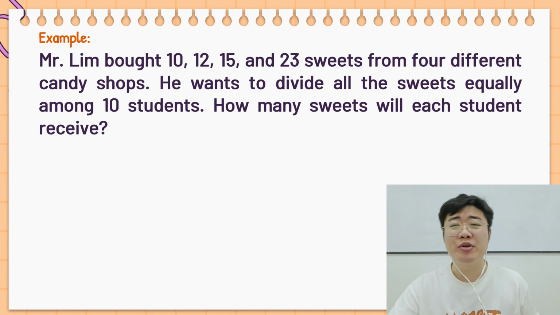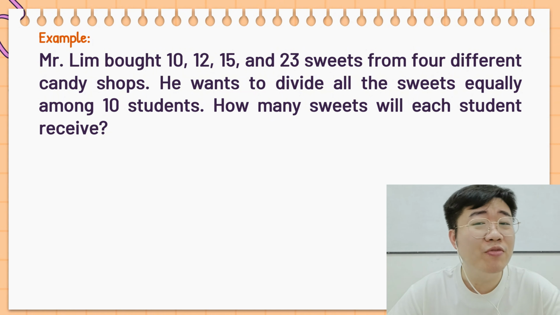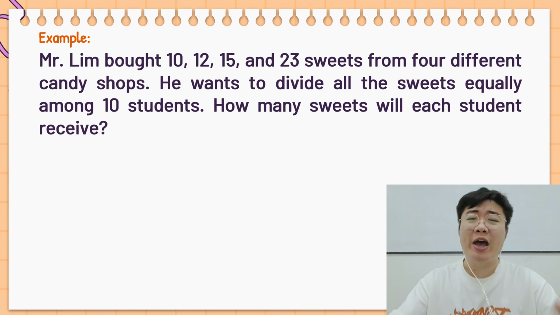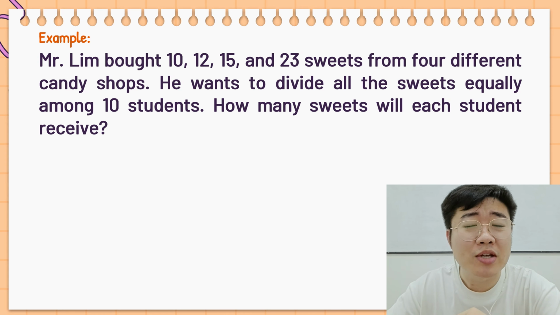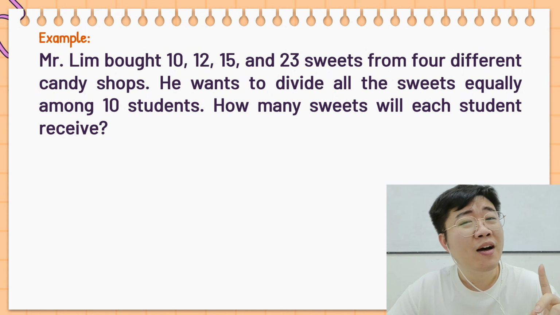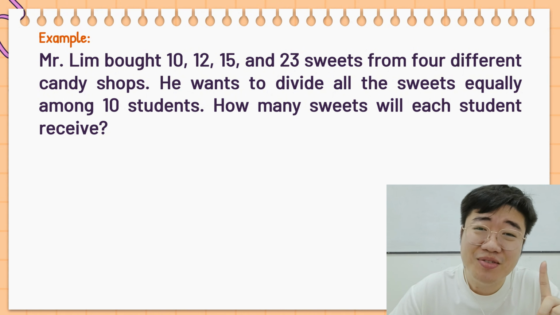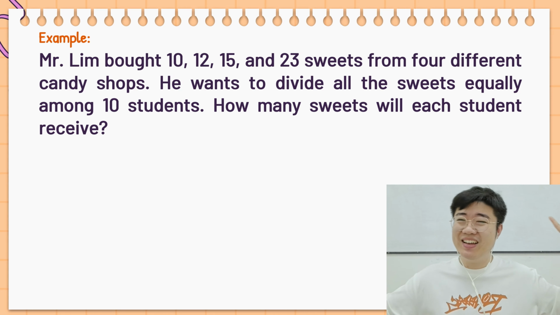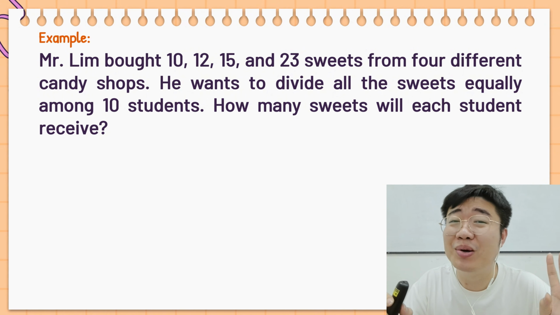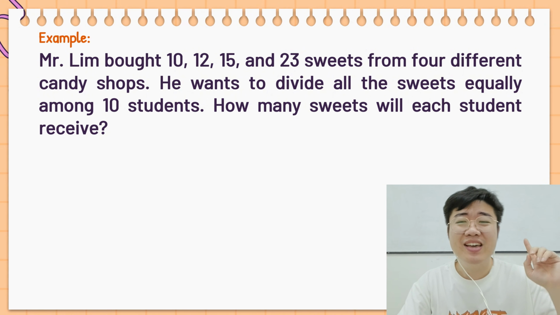So in this example here, Mr. Lim bought 10, 12, 15, and 23 sweets from 4 different shops. He wants to divide all the sweets equally among the 10 students. So how many sweets does each of the students receive? If we want to find the sweets received by one student, what should we do first? Very good. We must know how many sweets we have in total. So we must add everything together first.